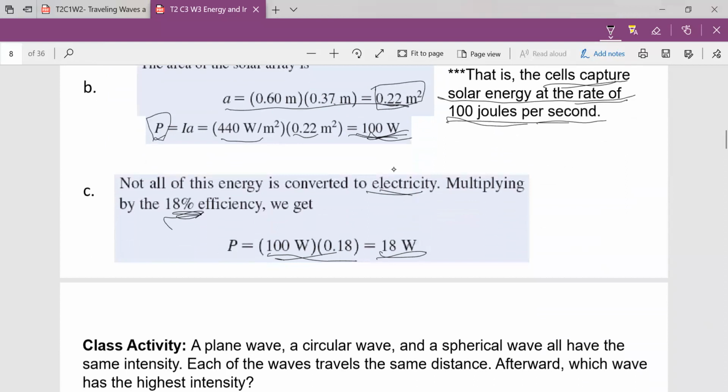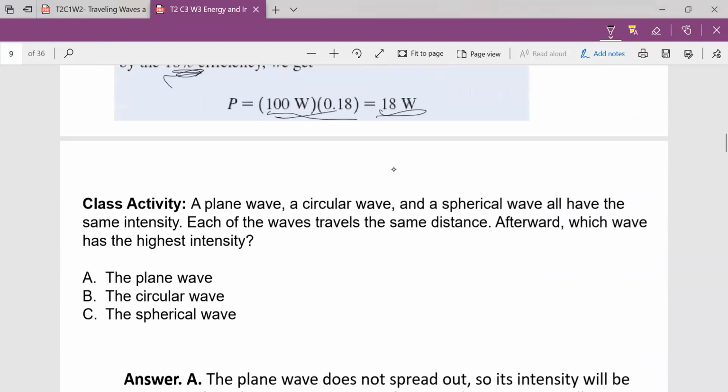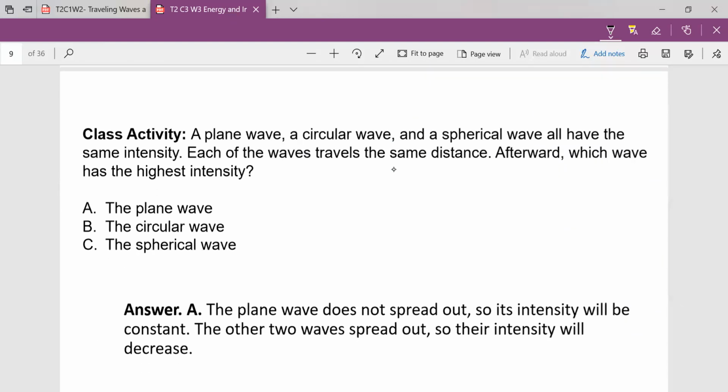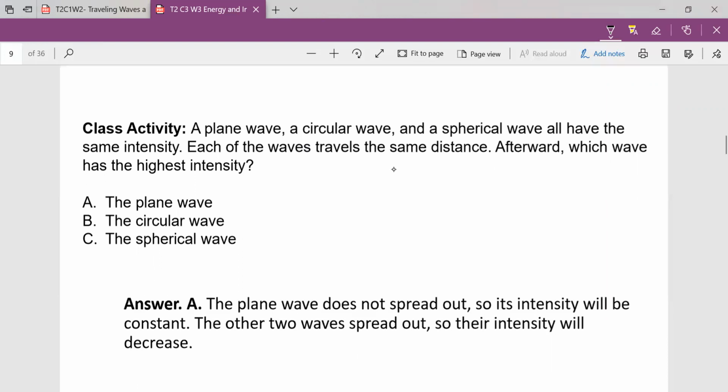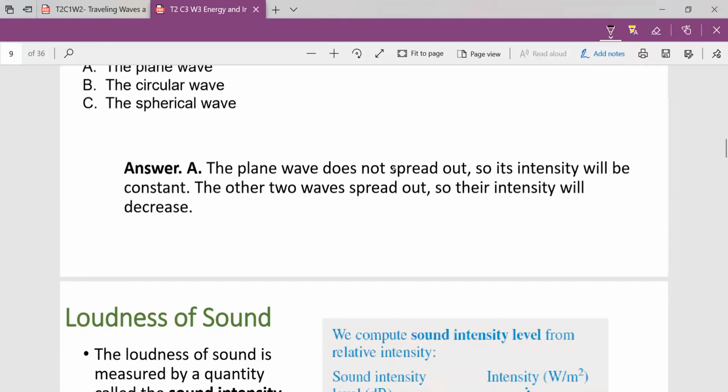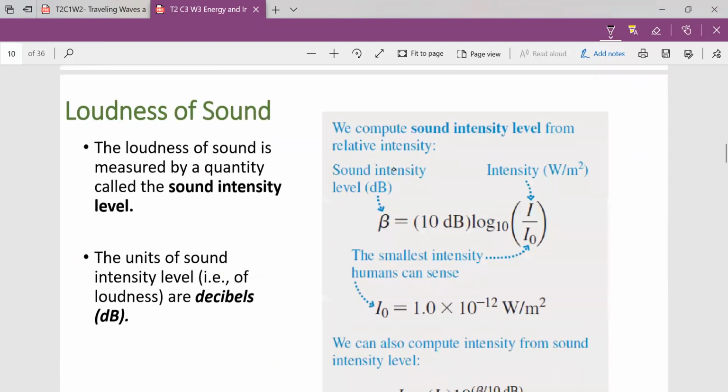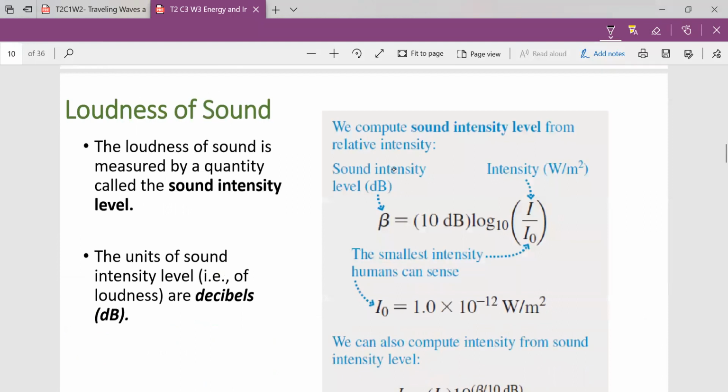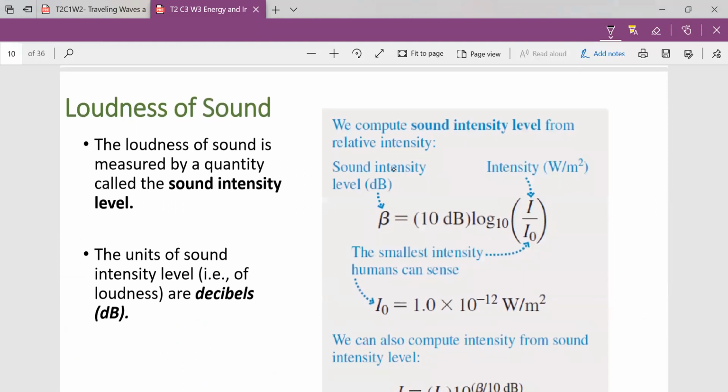energy output for systems. Okay, so we'll have this class activity and I expect you to look at it critically and see if you agree with the answer provided or not. If you have any reason to dispute the answer, you can send me a mail and we'll talk about it, okay? So let's move on to another subheading of this last part, which is loudness of sound.